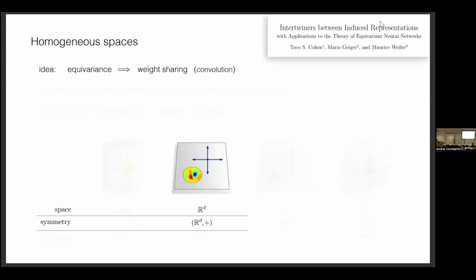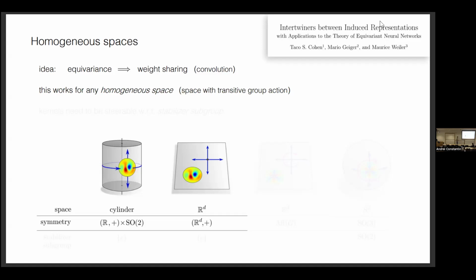So let's first look at homogeneous spaces. The idea which we used up to now carries over one-to-one. It's basically the same strategy, which means we demand equivariance, and from that we derive convolutions or weight sharing. In the first example, we had Euclidean space as a homogeneous space under translations, and then you get weight sharing over your whole space. And that works for any other homogeneous space as well. For instance, if you have a cylinder, and your group action is rotating around the cylinder and moving up and down, then again, if you demand equivariance with respect to that action, you get weight sharing over the cylinder.